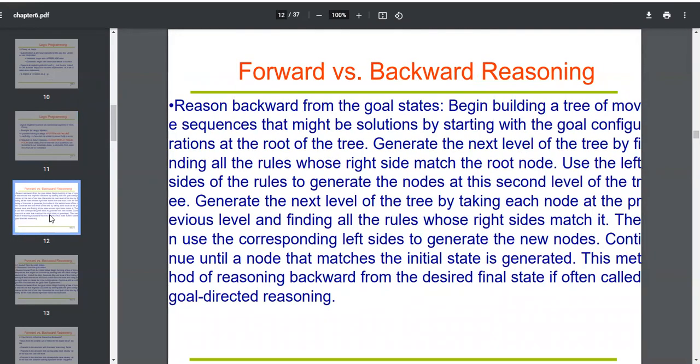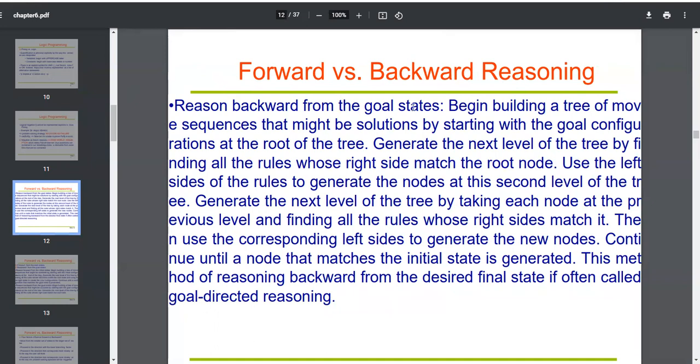Now forward versus backward chaining. What is forward chaining and what is backward chaining? As we already know, sorry, forward versus backward reasoning. We already know what forward reasoning and backward reasoning are. Please pardon the content; this PPT is not made by me. I have just used one which is available because the content was good.